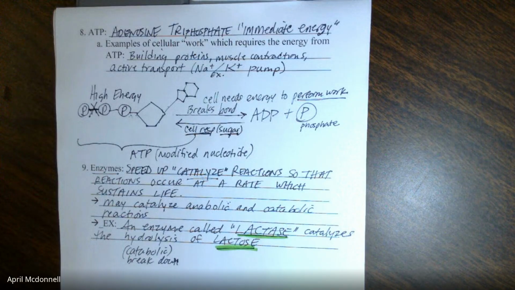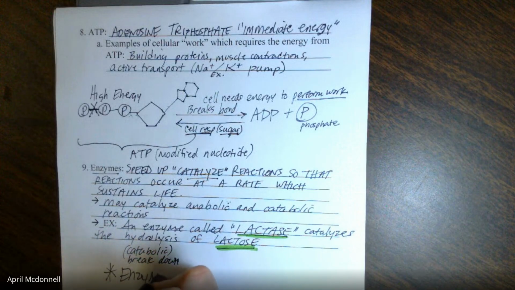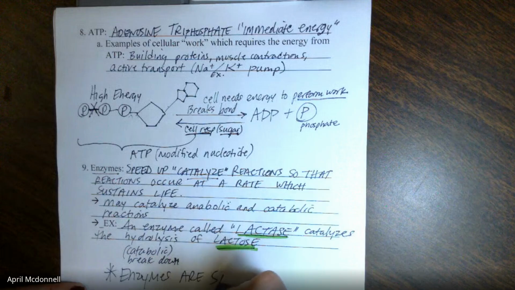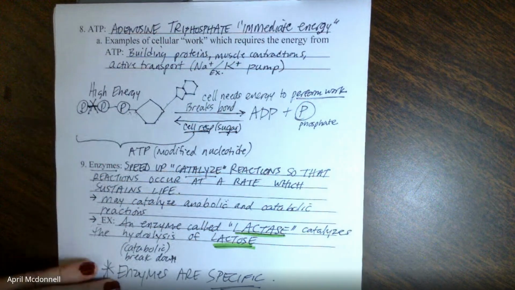So enzymes are often very specific about the types of substances that they catalyze. For example, lactase is an enzyme that will only catalyze lactose. Lactase will not be able to catalyze glucose. Lactase will not be able to catalyze sucrose. Lactase will not be able to catalyze any other substance besides lactose. So enzymes are very specific about the types of substances that they will catalyze.